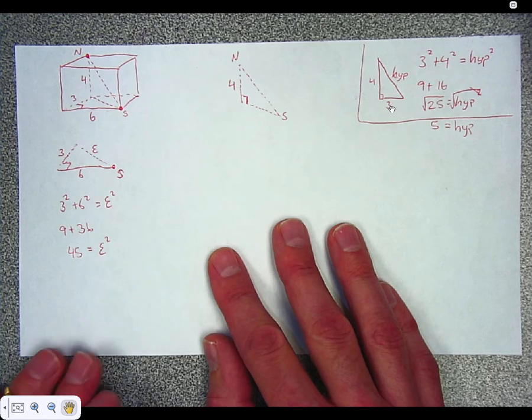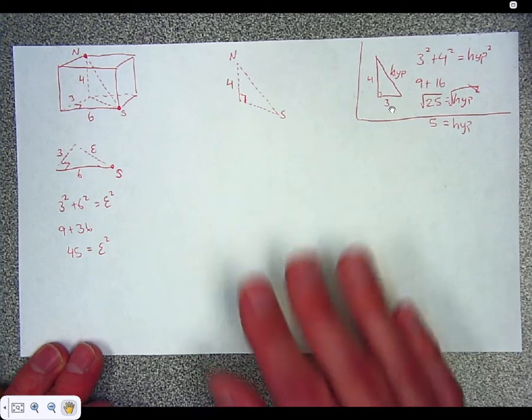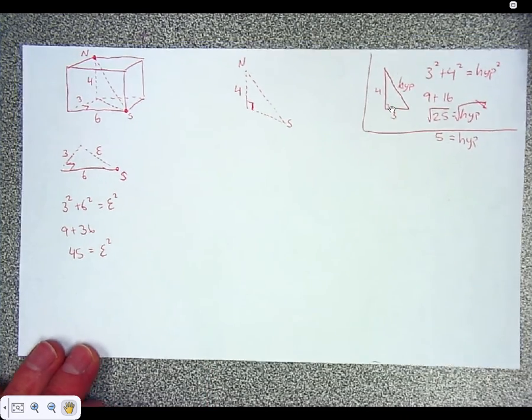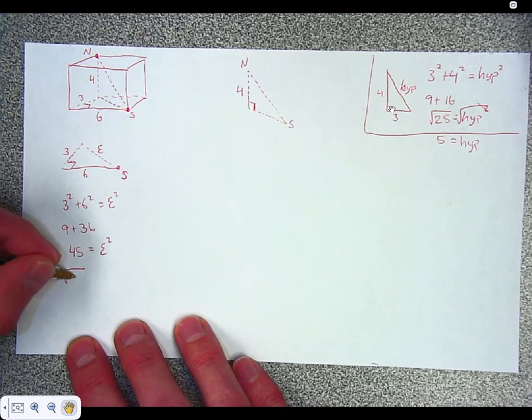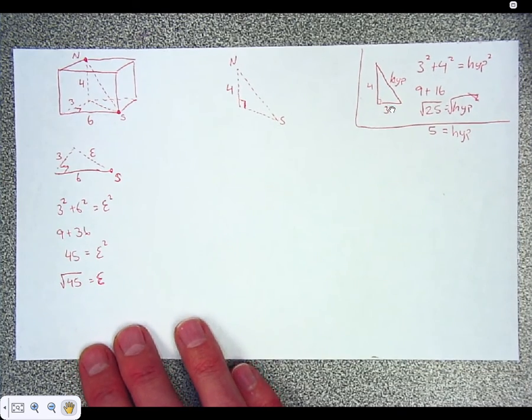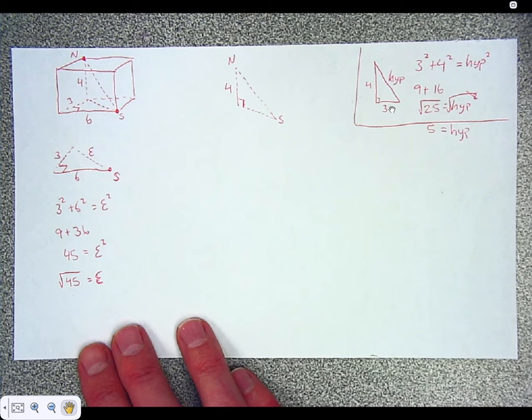I don't know what that is off the top of my head, and if you punch it into a calculator, you're going to get a crazy decimal. Do not write that decimal down. It's not important what the decimal is, and we don't care. E is the square root of 45. It's an irrational number. It's a decimal that never repeats, it never stops. It's like pi, goes on forever.